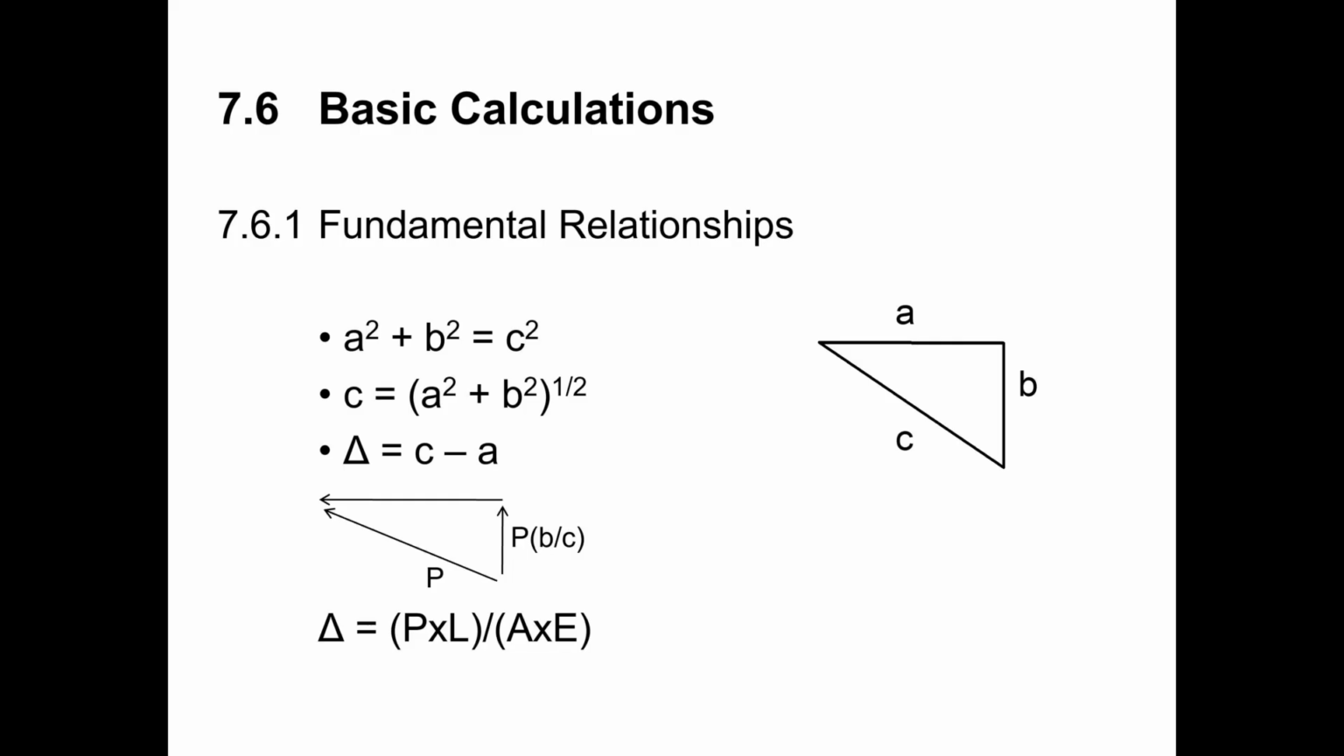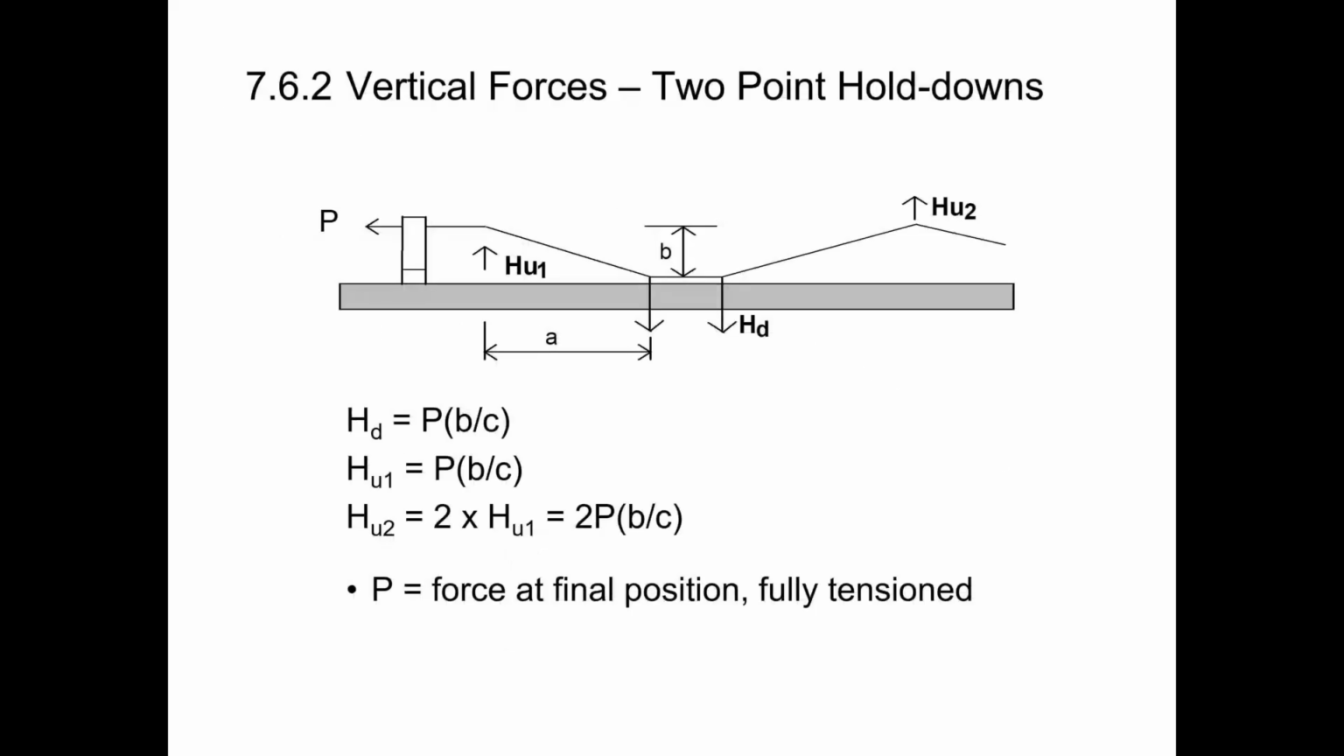All right, so let's look at a little application of this. So we've got a bed. This is 7.6.2. We've got a hold up location, and we've got two hold down locations at the center of each of the two beams in the setup. And so the vertical force at the hold down location is going to be P times B over C. That's the final force in the strand after everything's said and done.